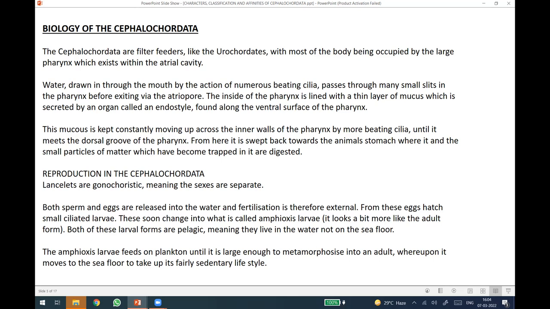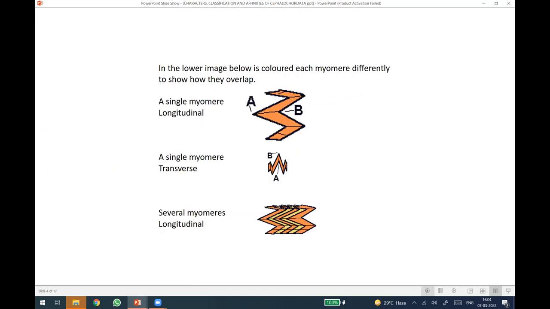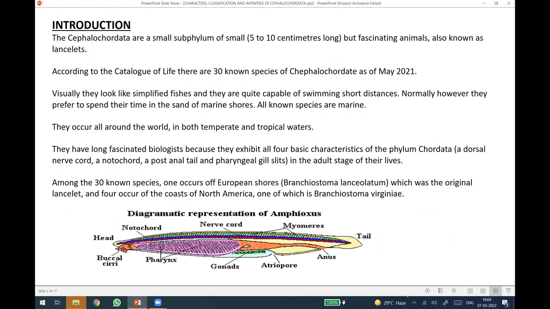So these are the structures we see when we look into the structure of Cephalochordata. The important characters of Amphioxus are here. This is the position of the pharynx. Then this is the atriopore from where the water comes out. This is the gonad. And this is the digestive part of the alimentary canal. The pharynx continues into a stomach-like structure where the digestion takes place and undigested food particles come out through the anus.